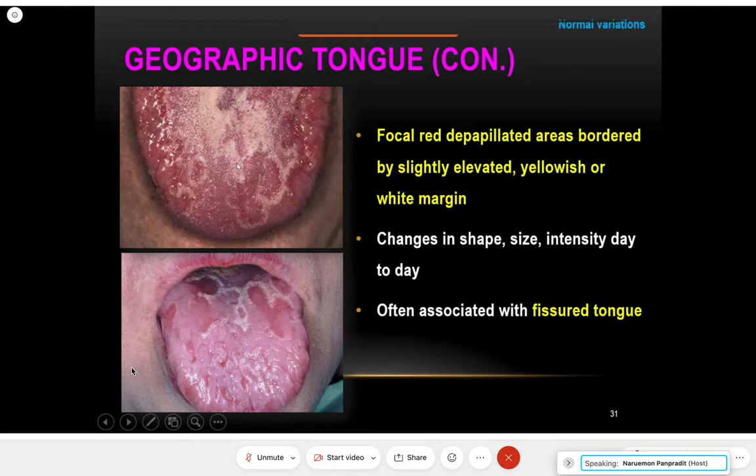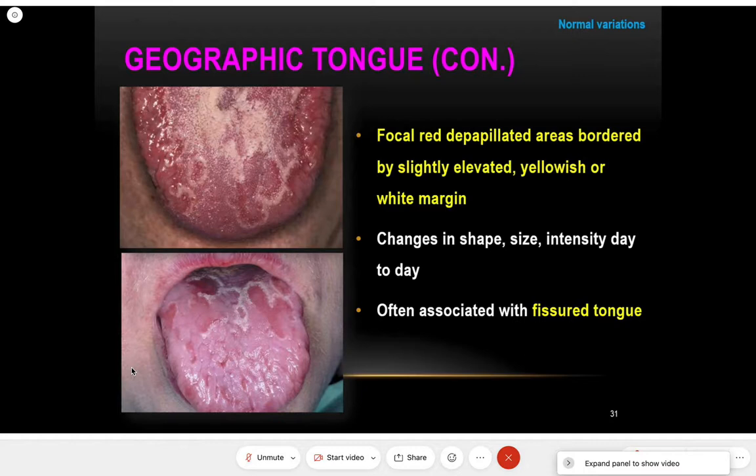On my example picture, you can see different characters, right? But the main character is that you have to notice the red area, irregular shape, and surrounded by the white border. This also the lower, the red area surrounded by the white border. That means a focal red depapillated area bordered by a white or yellow margin. And this lesion often occurs with a fissured tongue. When you see a patient with a fissured tongue, maybe you can see geographic tongue together.